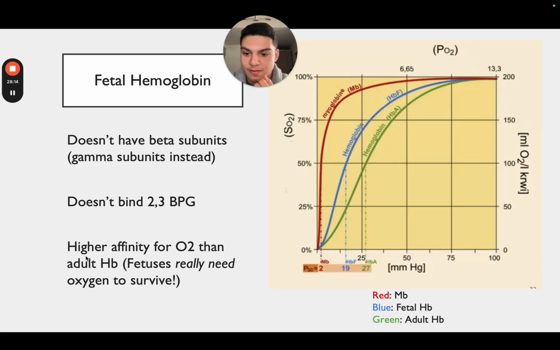And then for fetal hemoglobin, it has higher affinity for O2 than adult hemoglobin. And why is that? Think about it from the development point of view, right? If the fetus is developing inside of the body, it's not going to be able to breathe air on its own, right? What's going to end up happening is the oxygen that the mom is able to breathe in through her lungs is going to get transported via the umbilical vein, umbilical arteries to the infant.